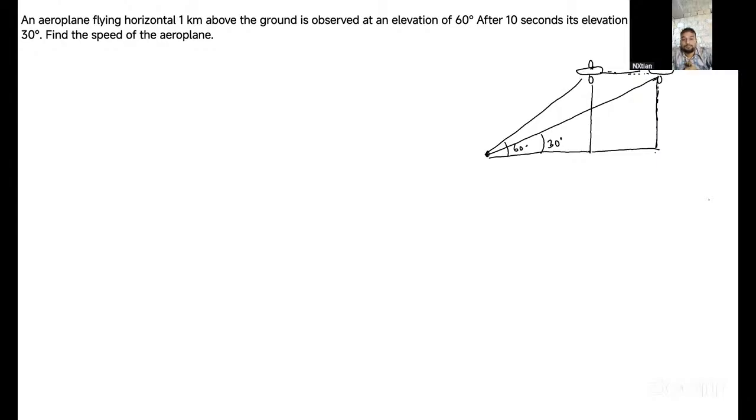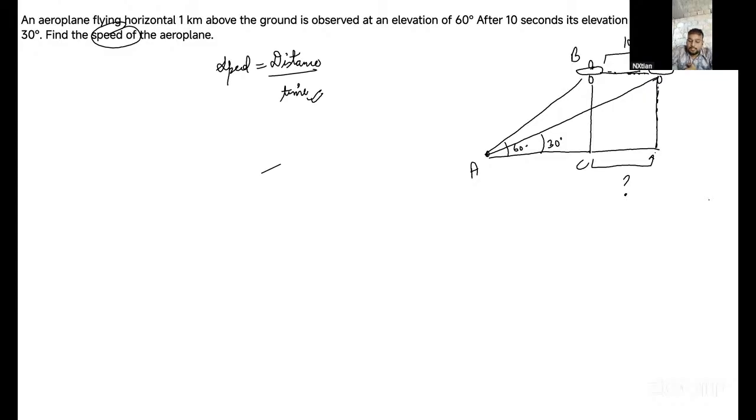Miracle, did you understand? So the time taken for this is 10 seconds. Now we have to find the speed of the plane. Now we know that speed is basically distance upon time. So we have the time, which is 10 seconds. If we find this distance, we divide it by time and we get the answer. Did you understand, guys? If you didn't understand, please ask me.